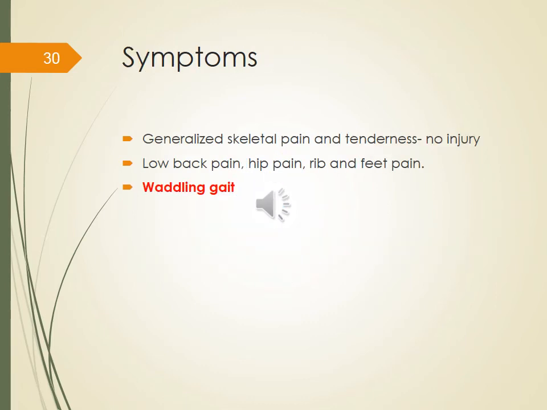Symptoms, they have generalized skeletal pain and tenderness. Usually there's no injury that's happened. They have low back pain, hip pain, rib and feet pain, and they also will have a waddling gait.